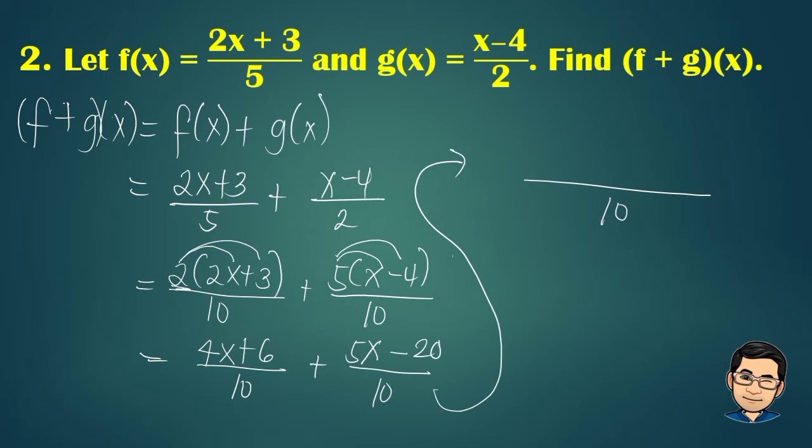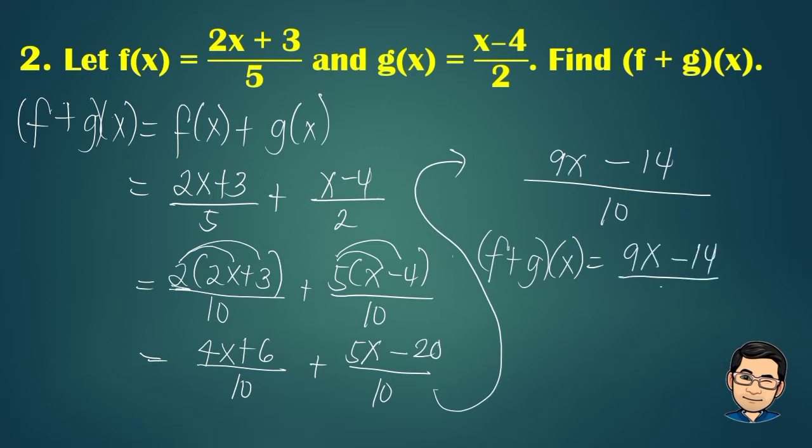Ko-combine natin yung mga like terms, 4x tsaka 5x, that is 9x. 6 minus 20 or 6 plus negative 20, that is negative 14. So, yung final answer natin, f plus g of x is equal to (9x minus 14) all over 10.